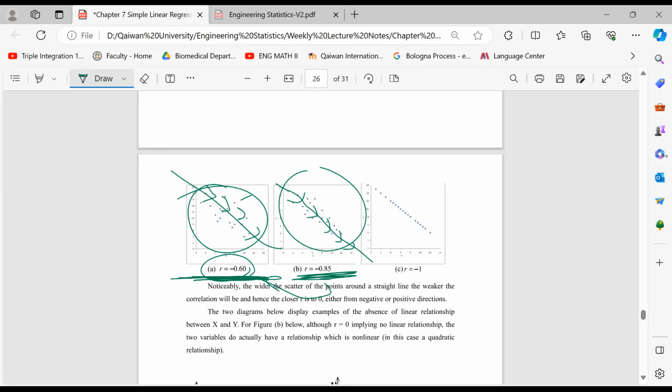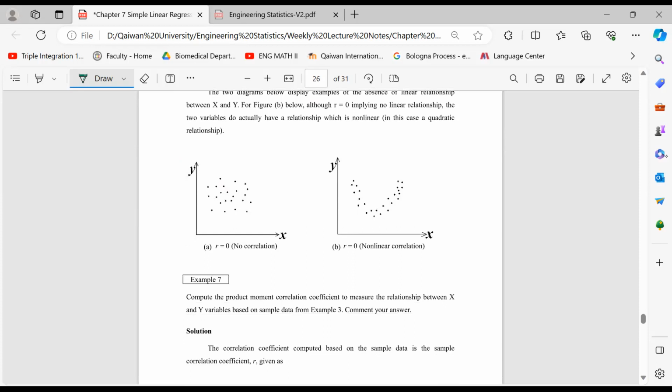Then for this one, as we draw a line, all the points are on the line. So here r is -1. So we have a perfect negative relationship between x and y. What if we have this? To which direction should we draw the line? We don't know. Like this, like this, like this. The points are not arranged in a way that we know the direction of the line.